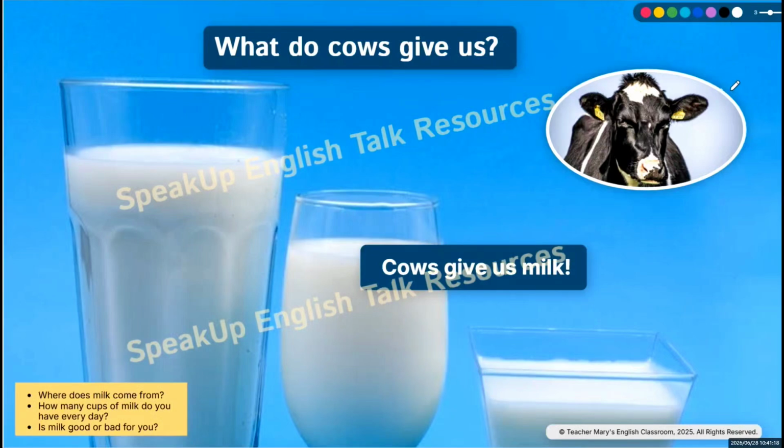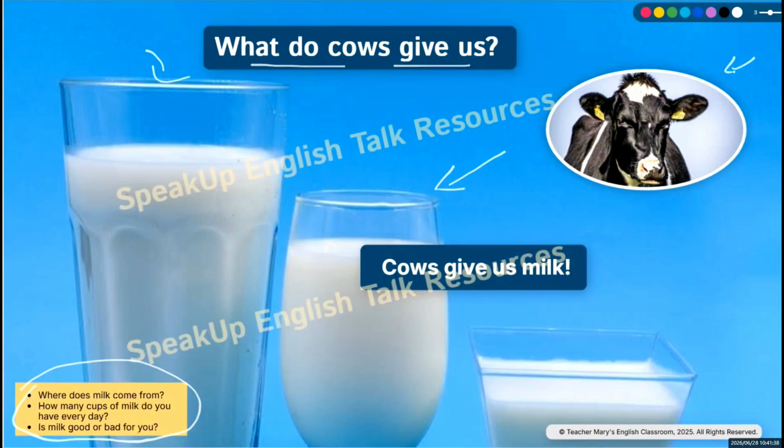For example, here there's a cow, right? So what do cows give us? And then you get here, right? Milk. And then more questions you can ask: do you like milk? Do you drink milk? Or if you want to take it further, you can ask them, do you like chocolate milk or just plain milk? And how many cups of milk do you have a day?